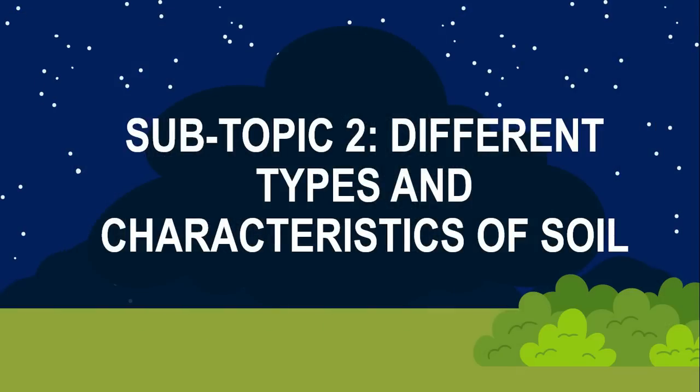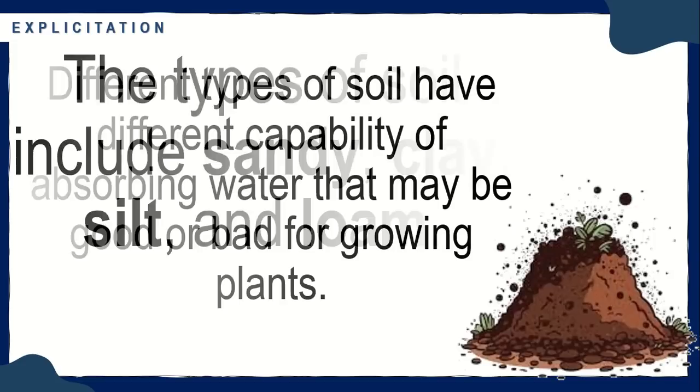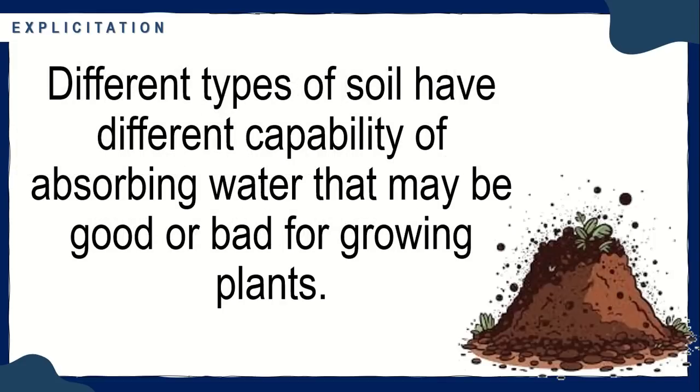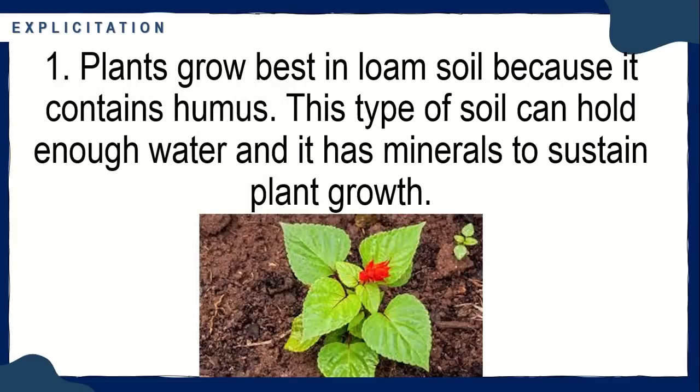For subtopic 2, different types and characteristics of soil. The types of soil include sandy, clay, silt, and loam. Different types of soil have different capability of absorbing water that may be good or bad for growing plants. Plants grow best in loam soil because it contains humus. This type of soil can hold enough water and it has minerals to sustain plant growth.